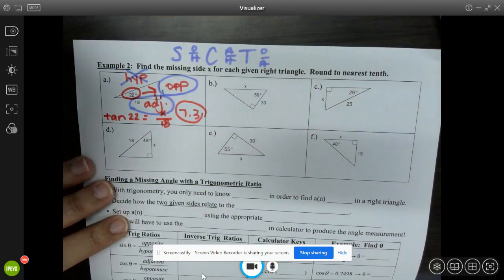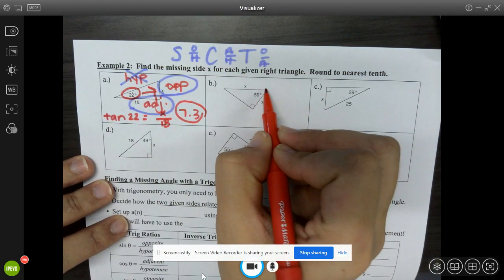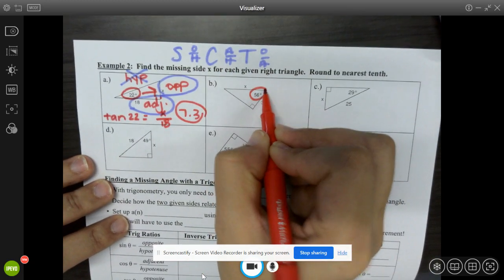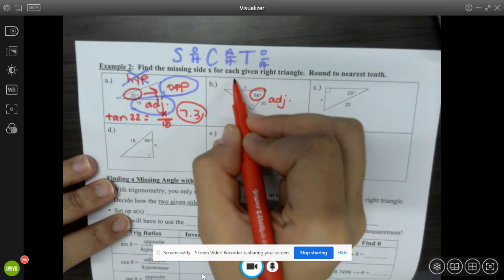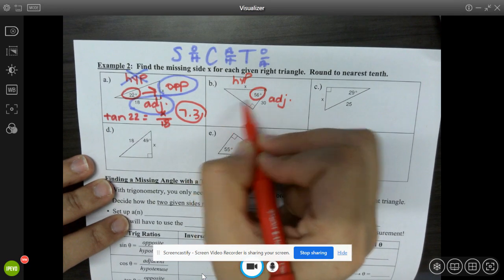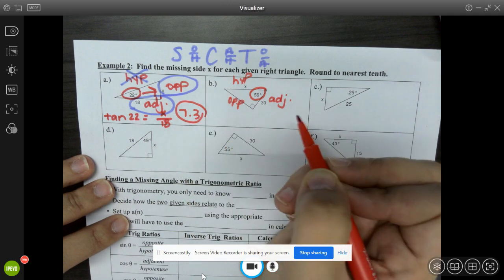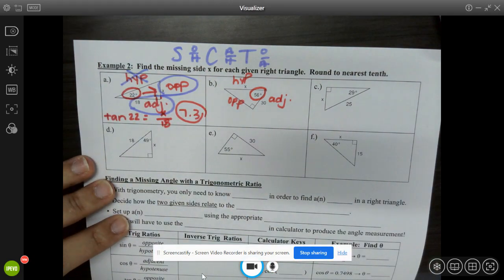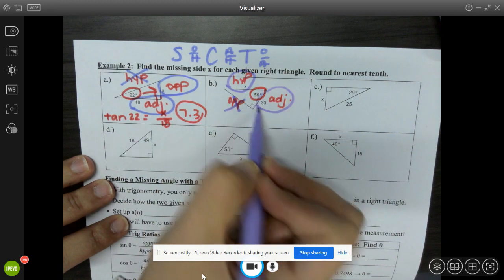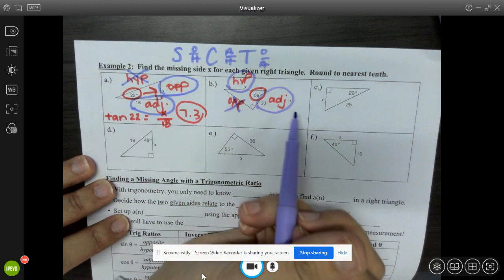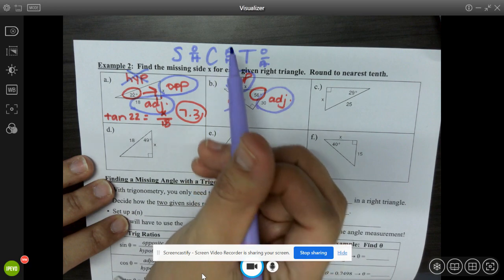So problem B, I'm going to start off the same way. The angle that they labeled is 56. So this is my adjacent, this is my hypotenuse, and this is my opposite. They did not write anything on the opposite side, so I'm going to be using the ratio that uses the hypotenuse and adjacent, which is cosine.